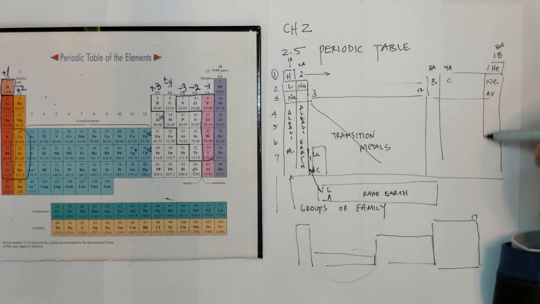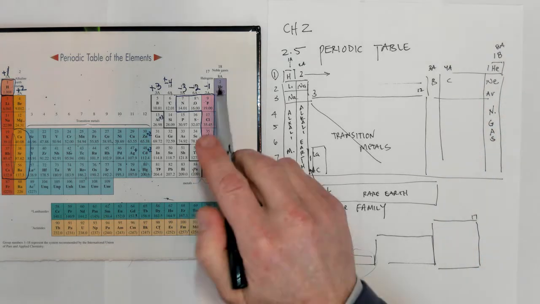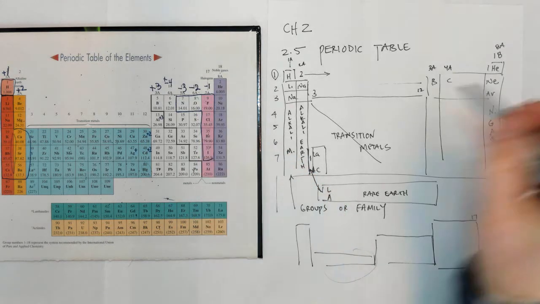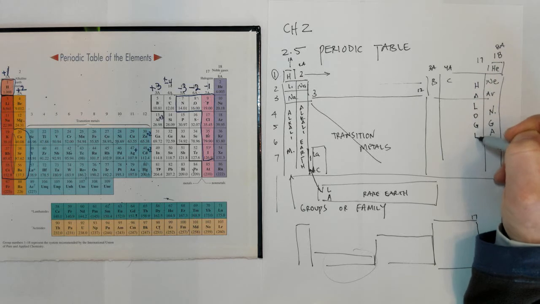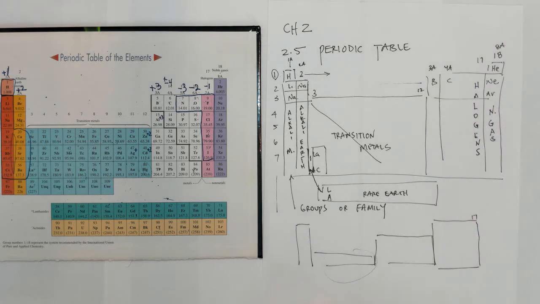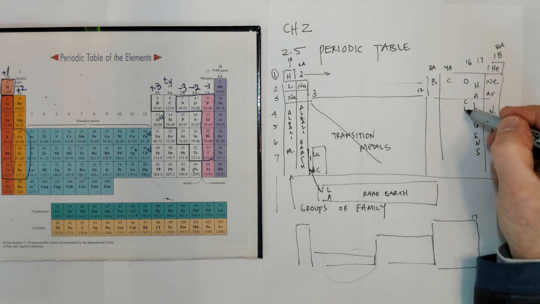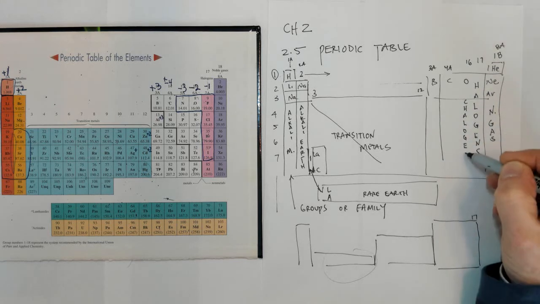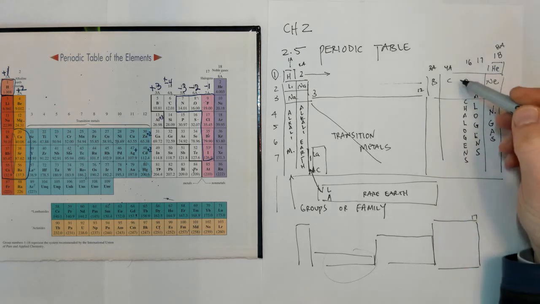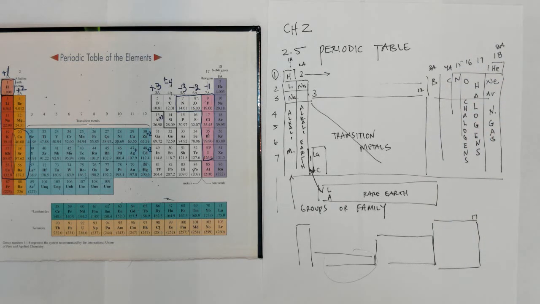Over here in this area, group 18 are called the noble gases. The noble gas family. And then group 17 right next to it are called the halogens. Group 16 is sometimes known as the oxygen group, and sometimes known as the chalcogens or chalcohalogens. 15 is the nitrogen group, 14 carbon group.